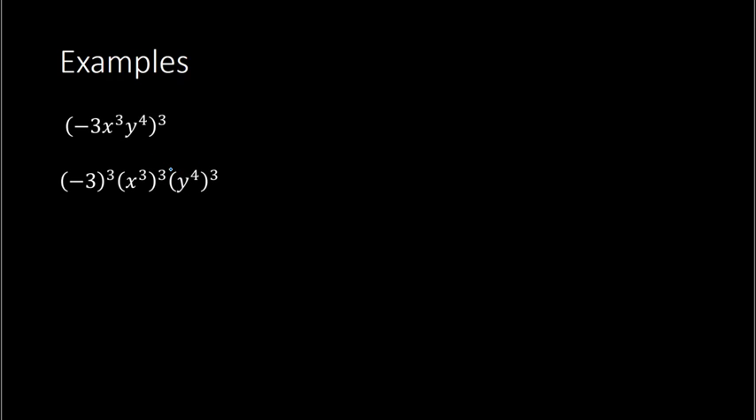Now from here, we have to use that first rule that we discussed in this video, where for a power to a power, we need to multiply the exponents. But here at the beginning, negative 3 to the third would be negative 3 times negative 3 times negative 3, which would equal negative 27. So that is negative 27.